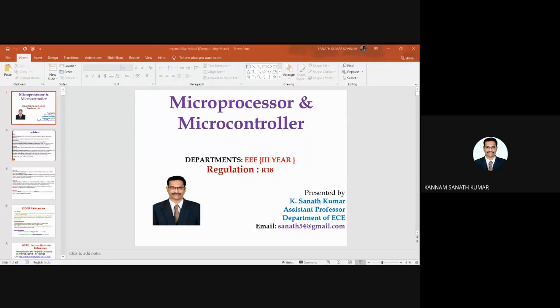This is our syllabus. In the first unit, we're going to study the architecture of 8086, instruction sets, and assembly language programming. For writing any assembly language program, you need to know the instruction sets of 8086. We'll see many instruction sets like arithmetic, logical, branch, and string manipulation.